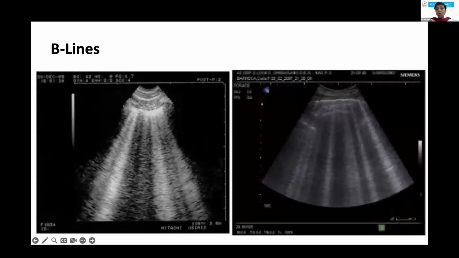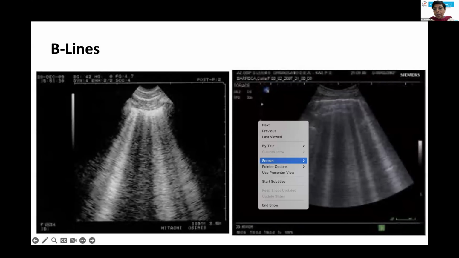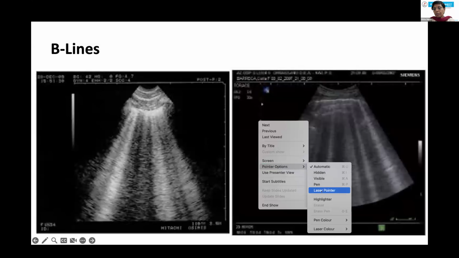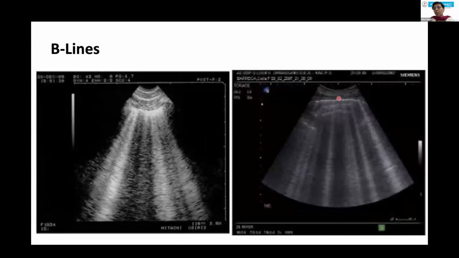This is how the B lines look. They originate from the pleural line and they go until the end of the ultrasound screen and they do not fade. You can see this is the pleural line over here. I'll just put the pointer on it. So this is the pleural line and you can see these vertical comet-shaped artifacts are originating from it. They are not fading down and they're going up to the end.